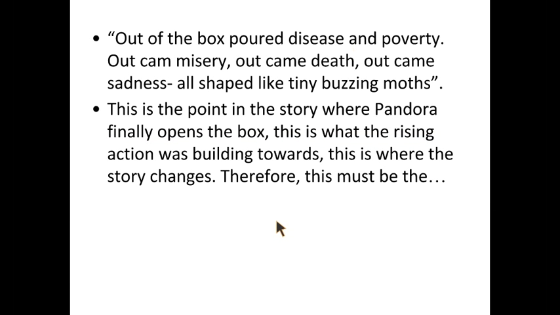So you'll notice I have a quote here. Out of the box poured disease and poverty, out came misery, out came death, out came sadness, all shaped like tiny, buzzing moths. So this is the point of the story where Pandora finally opens the box. This is what the rising action was building towards. This is where the story changes. So this has to be the climax. This is the change in the action of the story.